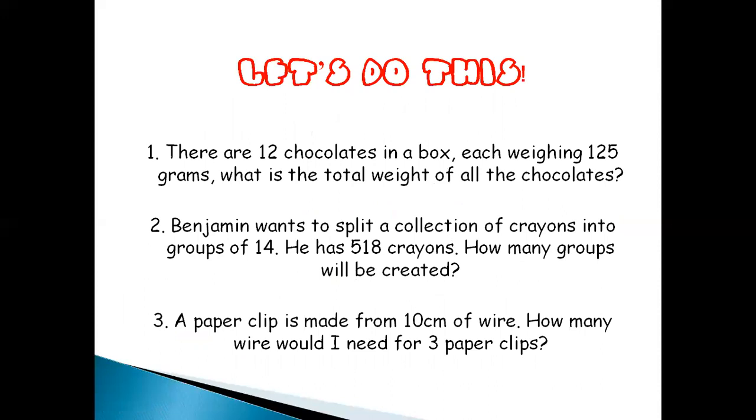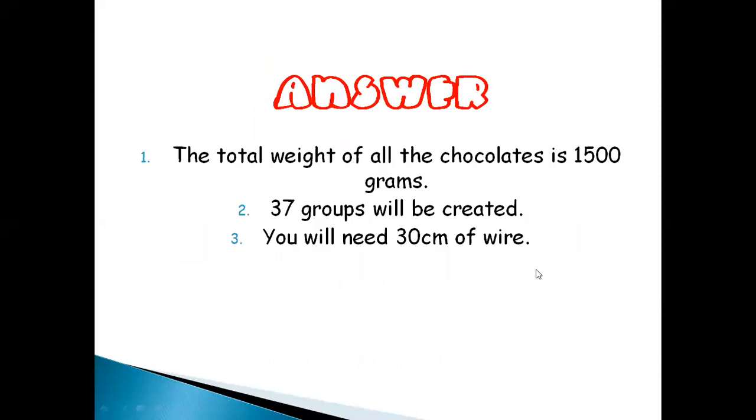Benjamin wants to split a collection of crayons into groups of 14. He has 518 crayons. How many groups will be created? A paper clip is made from 10 centimeters of wire. How much wire would I need for 3 paper clips? So try this out, and if you do it correctly, you should get this answer. 1,500 grams, 37 groups, and 30 cm of wire. So do yours, and then you can compare your answer with mine.